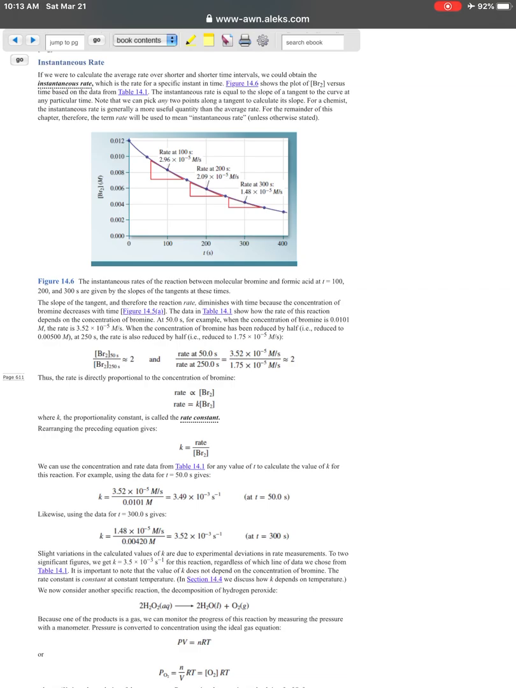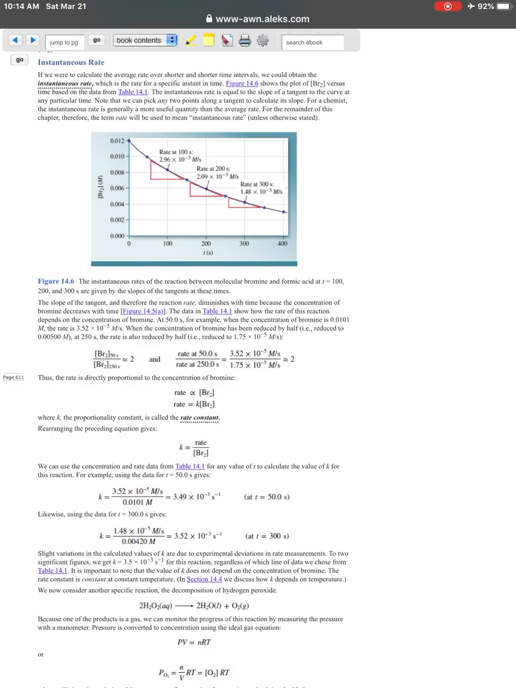The slope of the tangent, and therefore the reaction rate, diminishes with time because the concentration of bromine decreases with time. The data in Table 14.1 show how the rate of this reaction depends on the concentration of bromine. At 50.0 seconds, for example, the concentration of bromine is 0.0101 molar, and the rate is 3.52 times 10 to the minus 5 molarity per second. When the concentration of bromine has been reduced by half, i.e. reduced to 0.005 molar, at 250 seconds, so look on that curve at 250, the rate is also reduced by half, i.e. reduced to 1.75 times 10 to the minus 5 molarity per second.